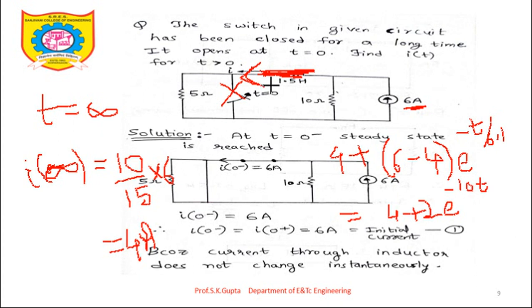Why have I used this formula, final plus initial minus final e raised to power minus t by tau? Because after the closing or opening of the switch, the source is connected to the network, only then should I use this formula. If the source is not present, then it is a source free circuit, and for a source free circuit the procedure is different. But if it is a source present circuit, I should use this formula, final plus initial minus final e raised to power minus t by tau.